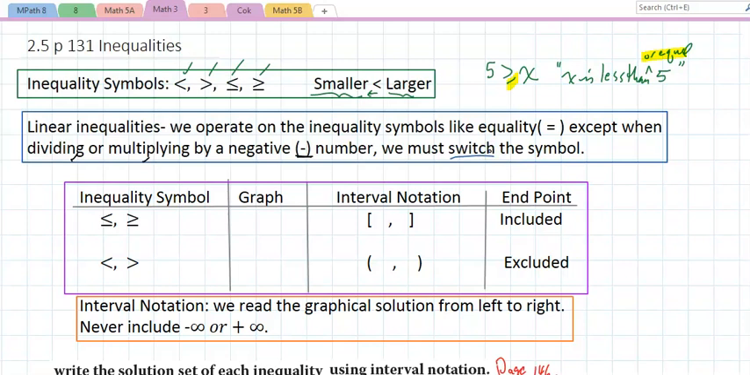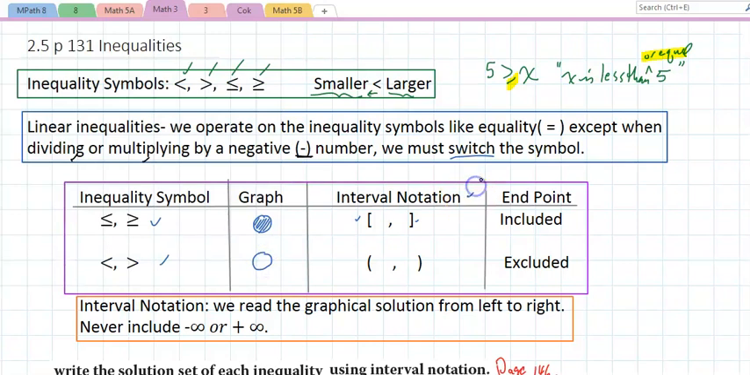Now the inequality symbols, here they are. Graphically, you would fill a circle. Some books use brackets on the graphs as well. I'd rather stick with this. And if it's not included, you would use an open circle.